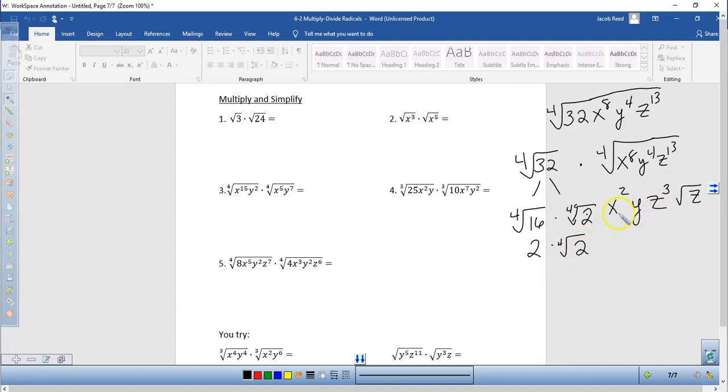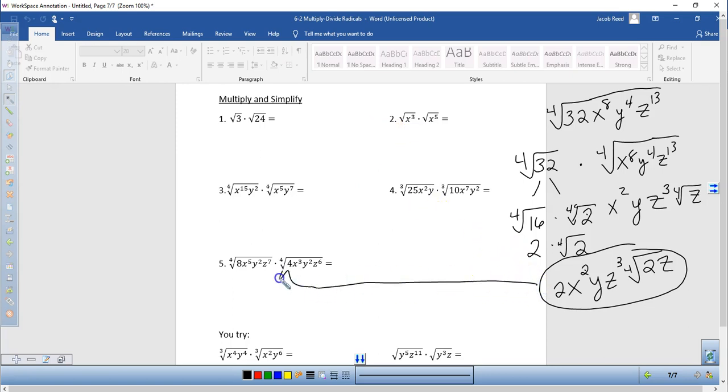Now let's multiply and put everything together. So on the outside of the radical, I have 2x squared, y, z cubed, and under the fourth root radical, I've got a 2 and a z. And this would be my completed answer, and this goes over here to number 5.